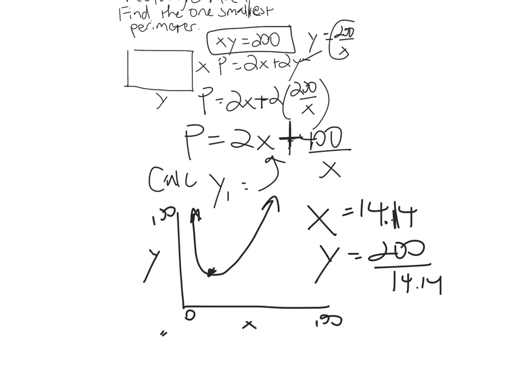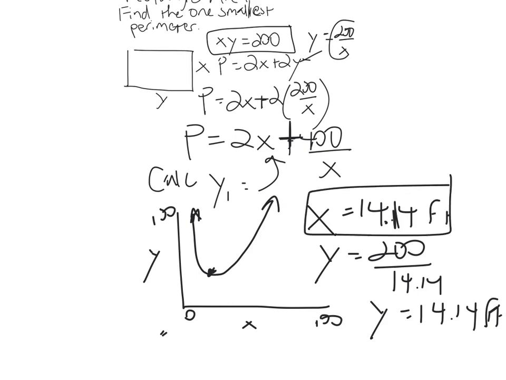What do you know? It's a square again. 14.14 is also y feet. So that would give us the smallest perimeter. Okay, looks like that's it. All right, good luck.